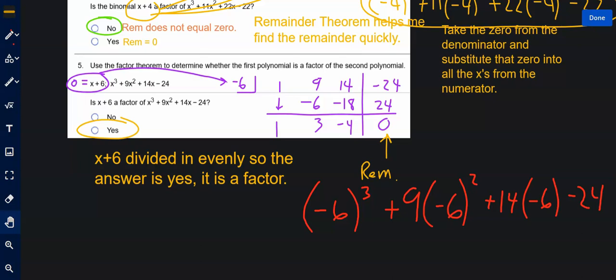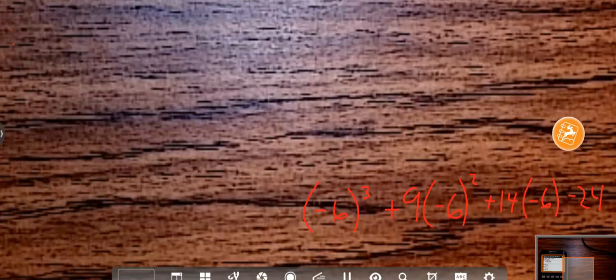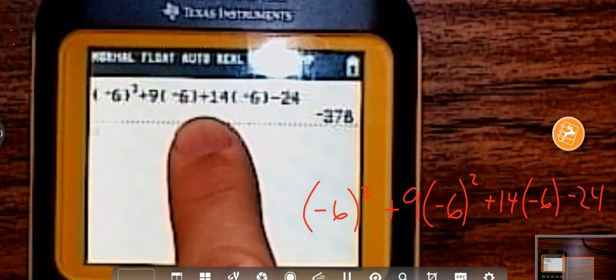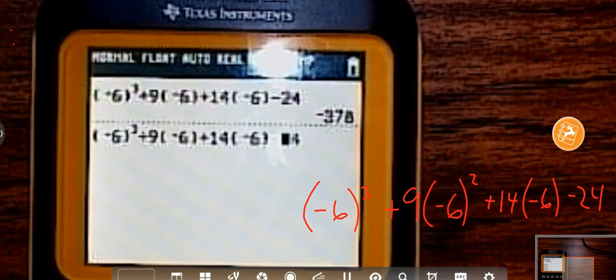And I'm just going to check on my calculator just to make sure. Parenthesis, negative 6, parenthesis, to the 3rd power, plus 9, parenthesis, negative 6, in parenthesis, plus 14, parenthesis, negative 6, and parenthesis, minus 24. Whoa. Oh, I forgot a square. No wonder. Here's my mistake. I should have gotten 0, right? But when you look at my calculator screen, you can see I got negative 378. I noticed right there I forgot my square. So I'm going to repeat what I did and then come back in here.